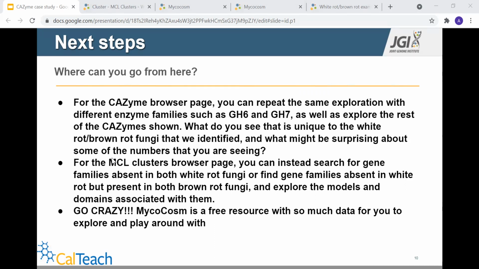And lastly, go crazy. As I said before, MycoCosm is a free resource with so much data for you to explore and play around with. You can explore any different fungi that sparks or piques your interest. Explore the MCL clusters page for that one. Play around with the Kzymes. There's so much stuff for you to do, and I really encourage that you take advantage of this opportunity and really learn more about what it means to conduct research and explore scientific data.